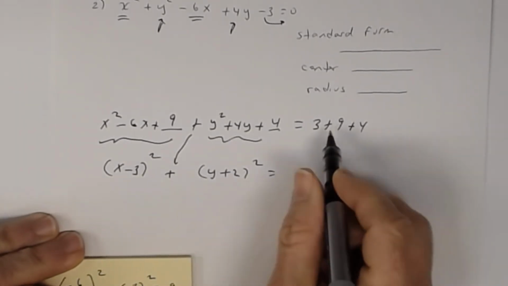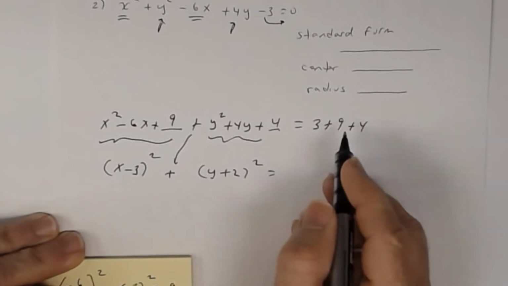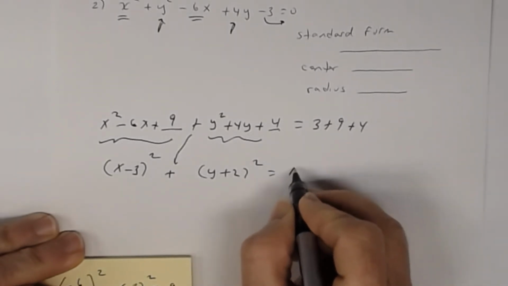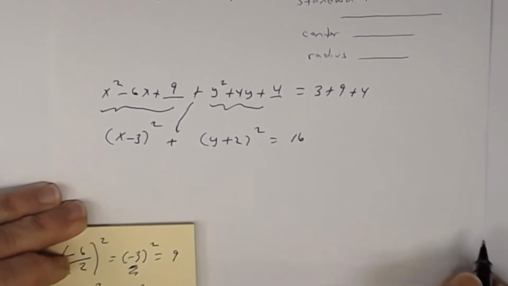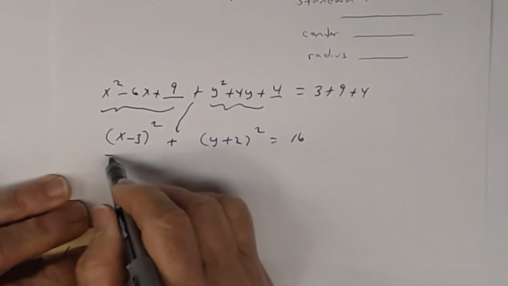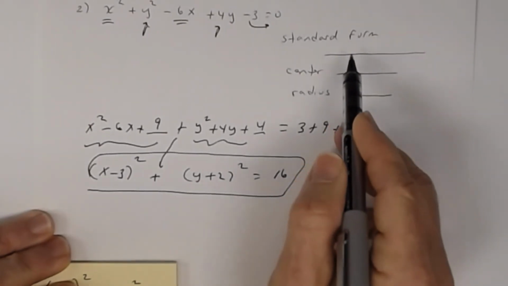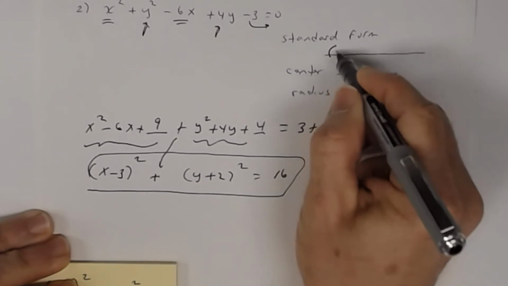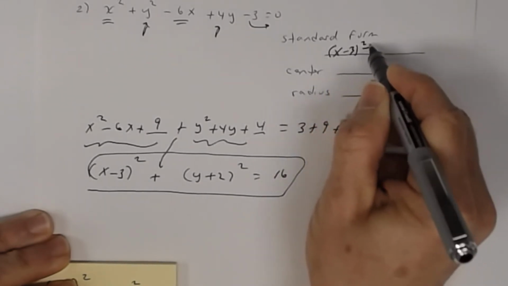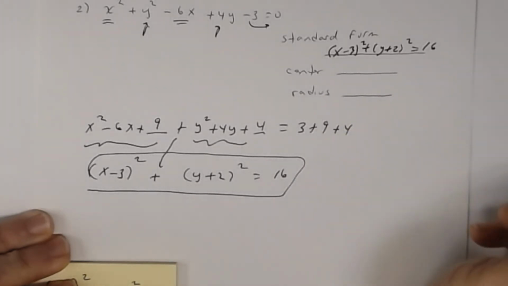And then you add these together. 9 plus 4 is 13. 13 plus 3 is what, 16? Okay. All right. And there's your standard form. There's your standard form. So that goes here. So the answer here is going to be x minus 3 squared plus y plus 2 squared equals 16.